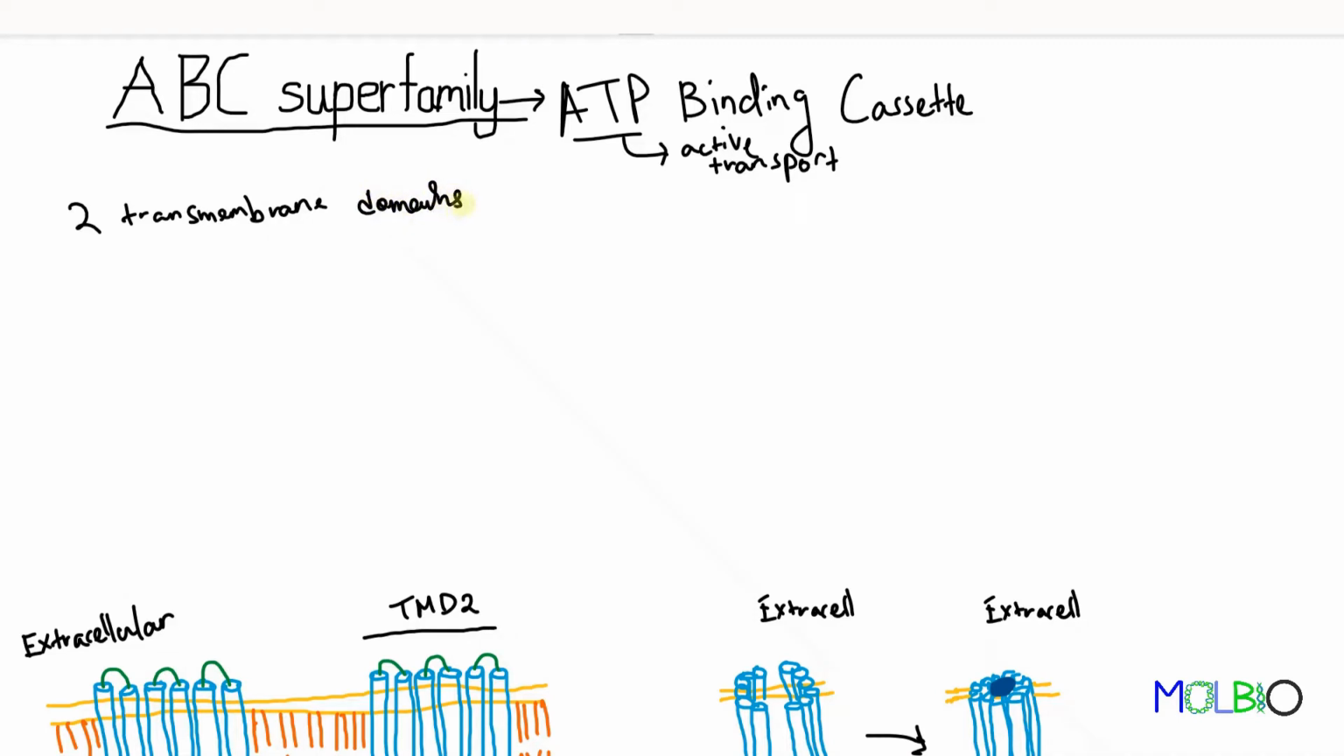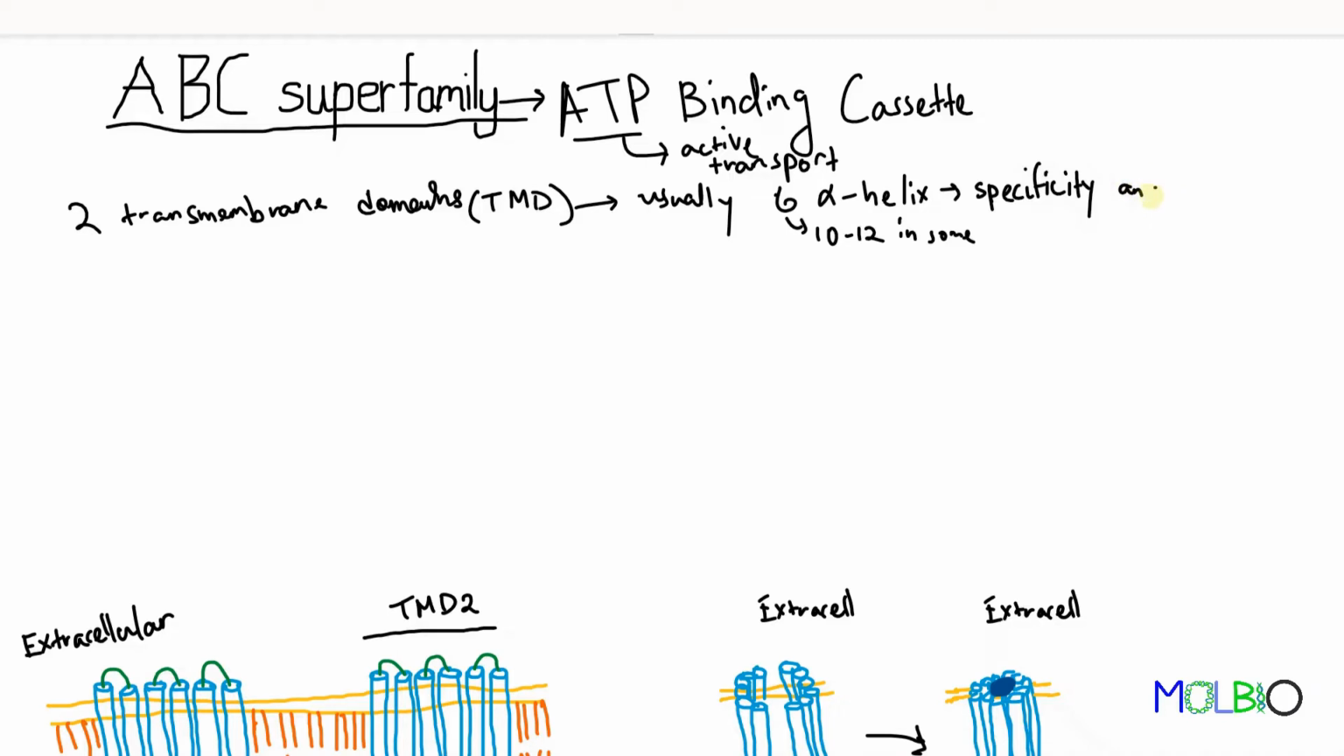So it has two transmembrane domains, called the TMD, and they usually consist of 6 alpha helices. That's the usual notion, but sometimes they can have 5 alpha helices, or sometimes 10 to 12 in some superfamily proteins. The function of these alpha helices is to provide specificity for their substrate, and they are also the passageway, the tunnel through which the substrate moves. We'll look at how it functions later.